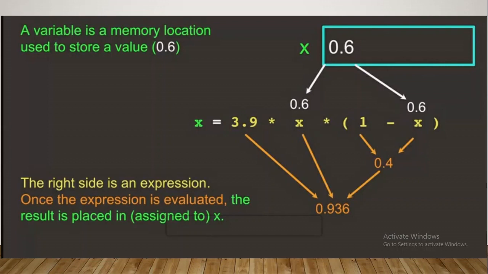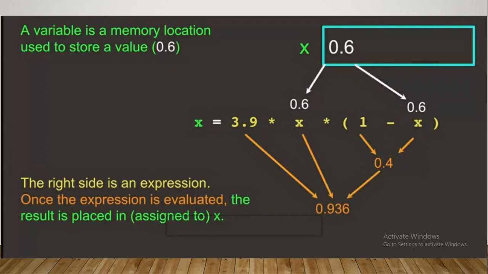So the right hand side is an expression. Once the expression is evaluated, the result is assigned to x. So first we need to evaluate this right hand side part. For evaluating this, we know this x value. So then we can do it. 3.9 into x, and we have given x over here, so we can replace it by 0.6 into 1 minus x, that is 1 minus 0.6.